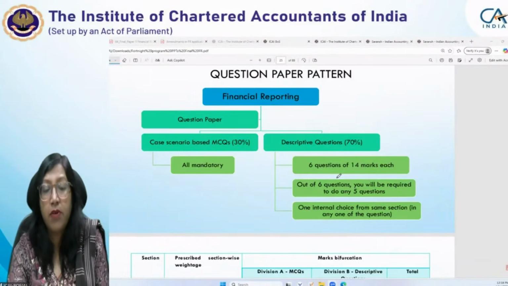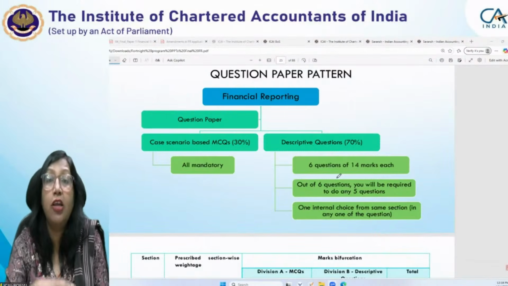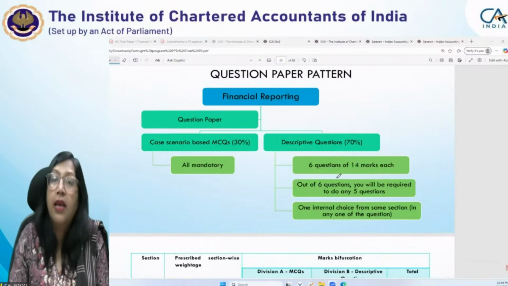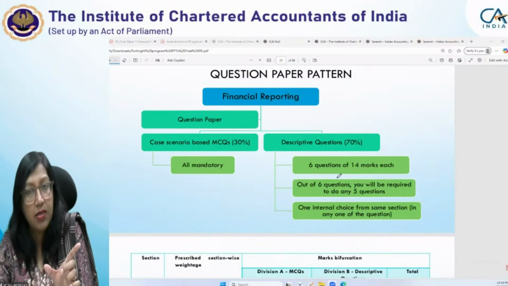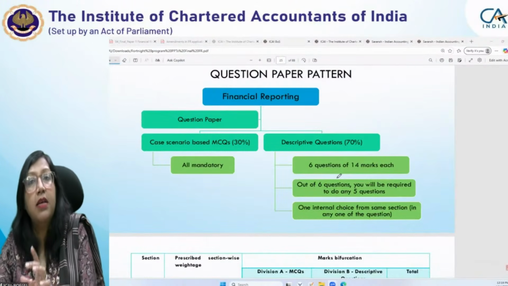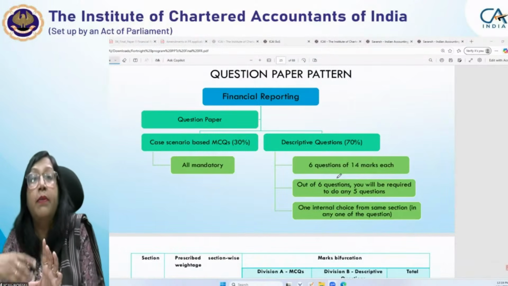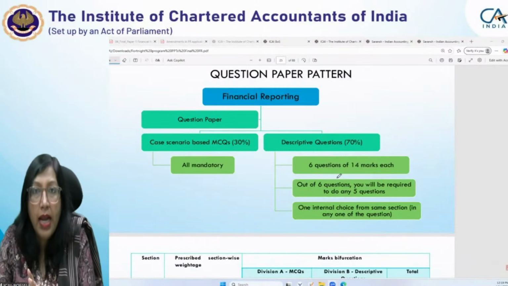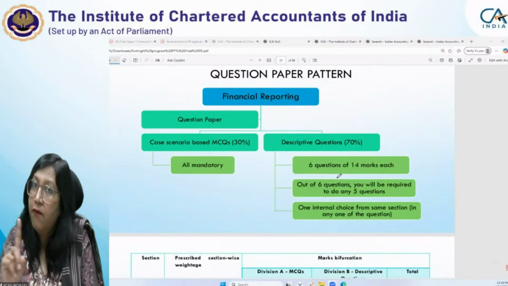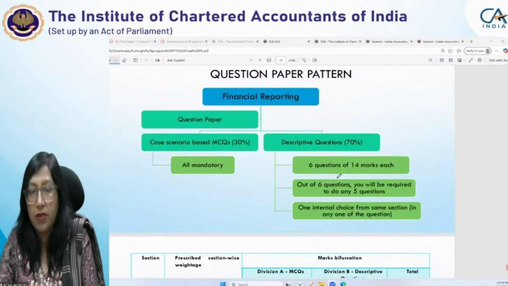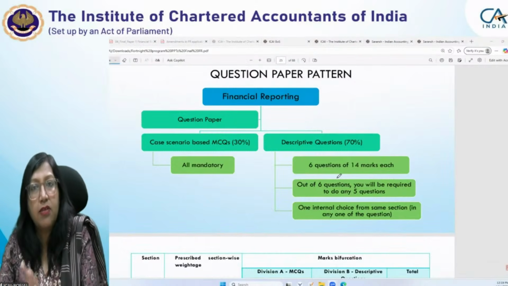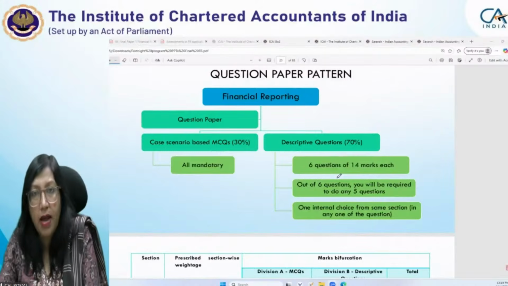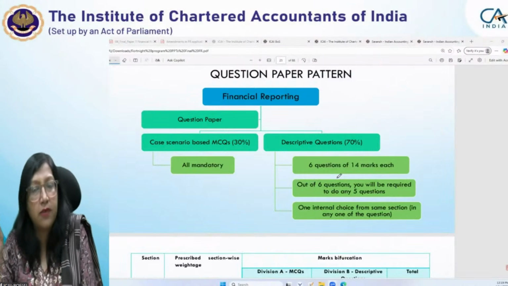For descriptive questions, which will be of 70 marks, you'll have one external choice and one internal choice. What is external choice? You have 6 questions, every question is of 14 marks, but you will be required to attempt any 5 questions. The first is mandatory, then 4 questions out of the remaining 5. Because we have 6 questions of 14 marks each, the descriptive paper will be of 84 marks, out of which you have to attempt questions for 70 marks.